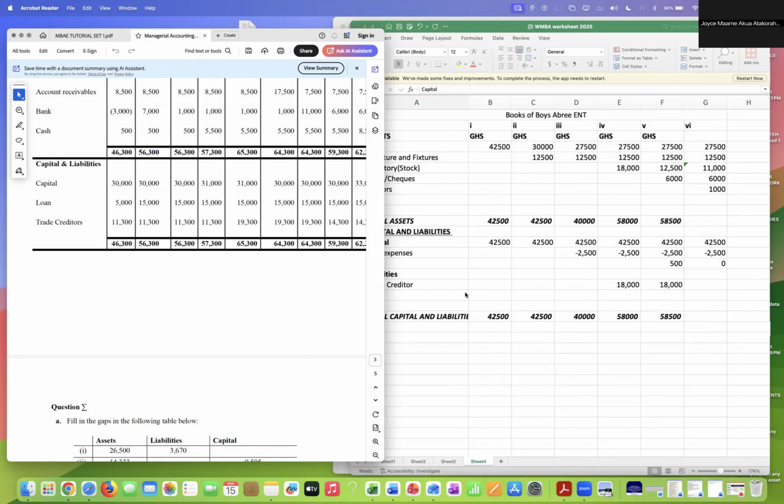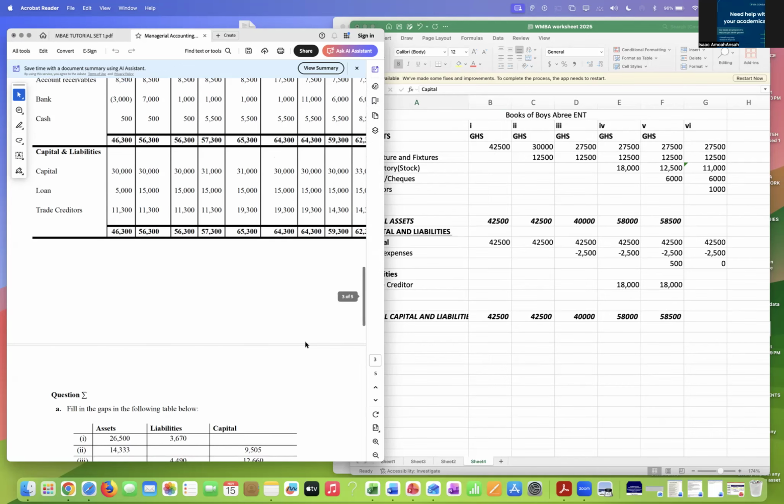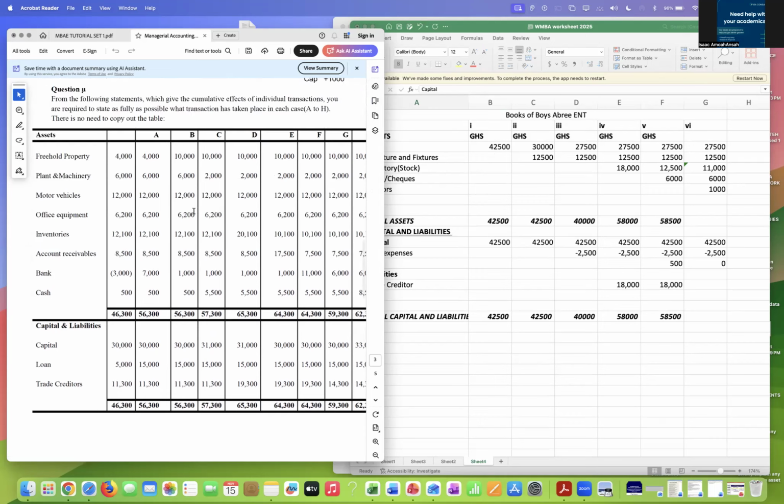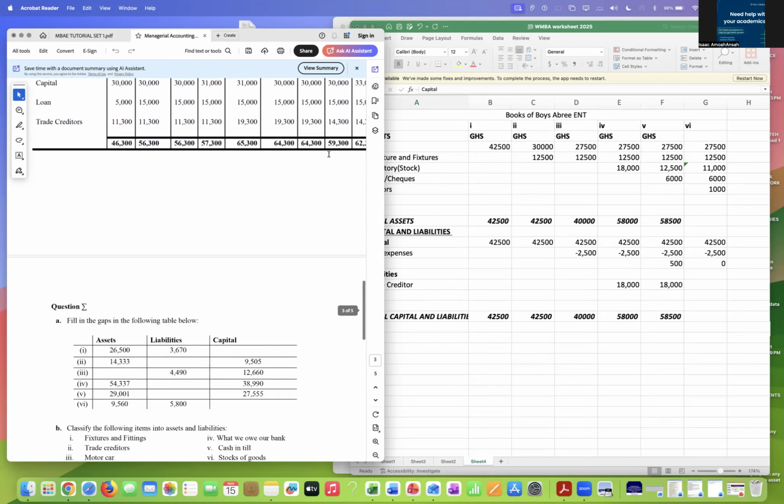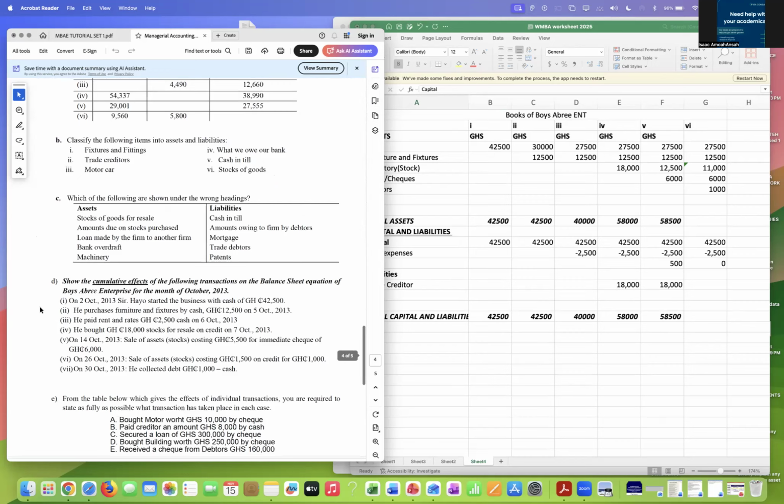Yes, please. Why the Roman numerals? Is it only Roman numerals we use? In this instance, we use A, B, C, D up to H, you remember? Here we have used Roman numerals because the question gave Roman numerals to represent the transactions. This is where I'm picking the Roman numerals from. I'm yet to do VII, and then we are done.